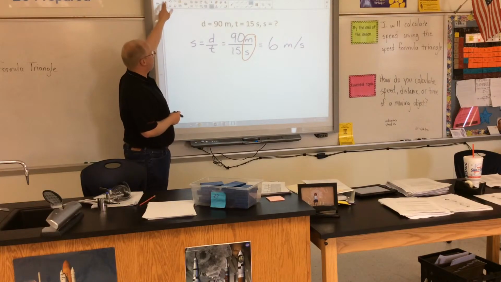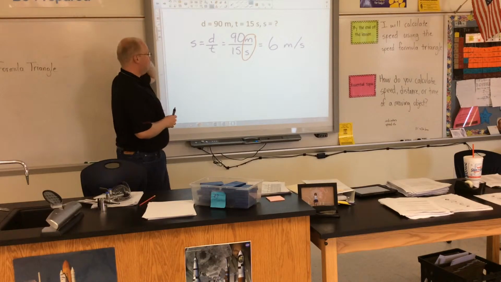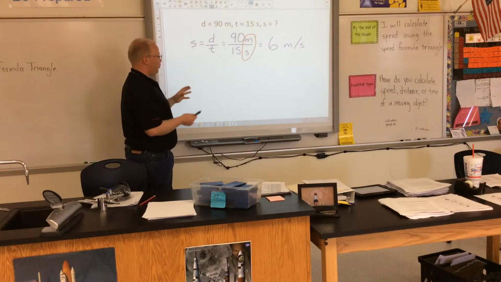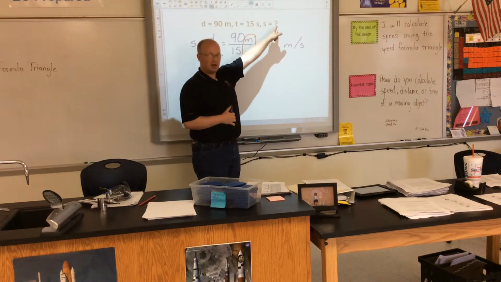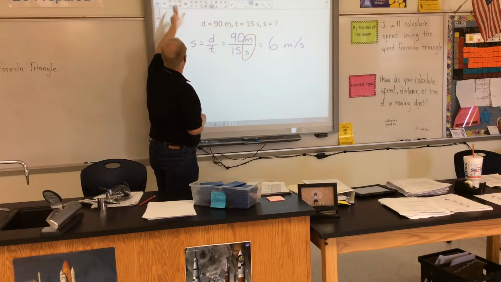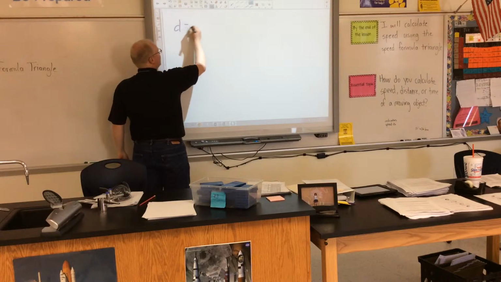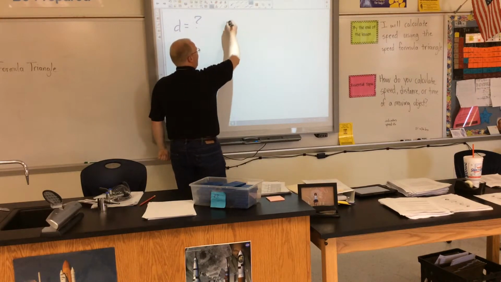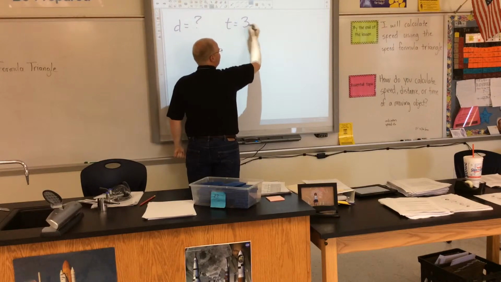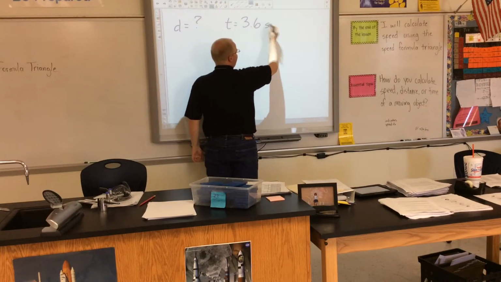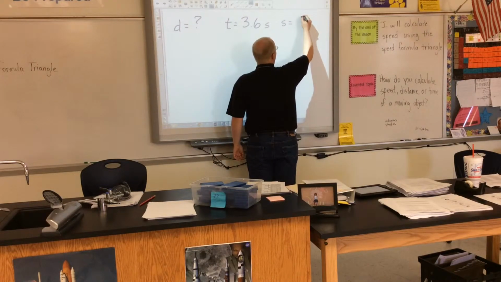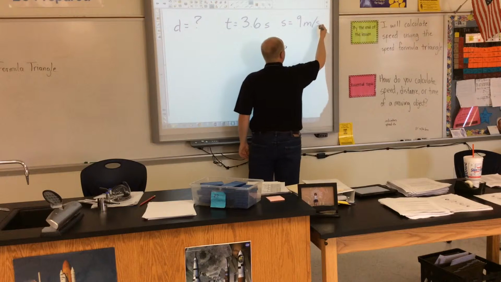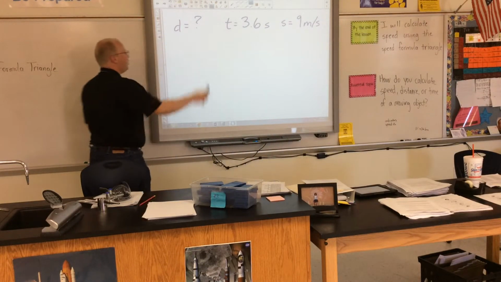Okay, I'm going to double check the next one. No, that one is a little different. That one we're actually solving for time. So we're going to do a little different. So what if, hypothetically speaking, I've been given an example, but instead of looking for speed, I'm looking for distance? So my distance is unknown, and my time might be something like 3.6 seconds, and my speed might be something like 9 meters per second.